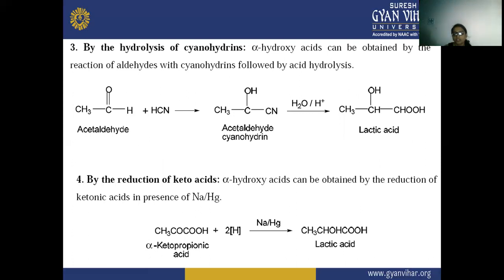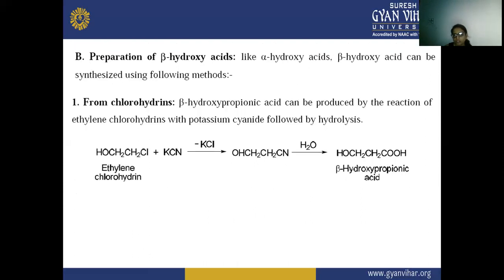Next is the reduction of keto acid. Alpha hydroxy acid can be obtained by the reduction of keto acid in the presence of sodium and Hg. Lactic acid is formed from alpha ketopropanoic acid by hydrogenation, or by reduction.